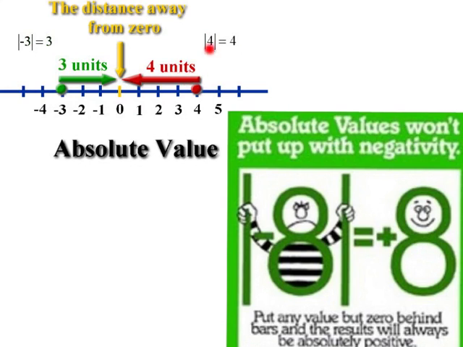Okay? So anytime you see these two vertical lines around a number, that means absolute value, and just think of it as distance from 0. Absolute value is always positive. I gave you this to help you remember: Absolute values won't put up with any negativity. Put any value but 0 behind bars, and the results will always be absolutely positive. It doesn't work with 0 because 0 is the origin.